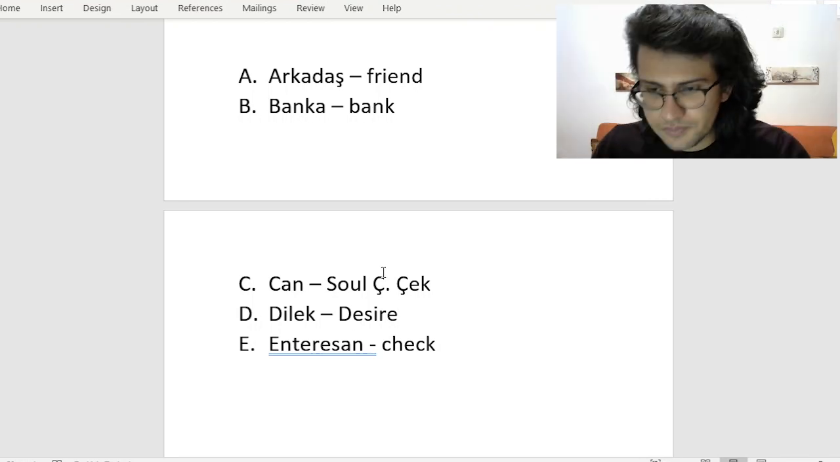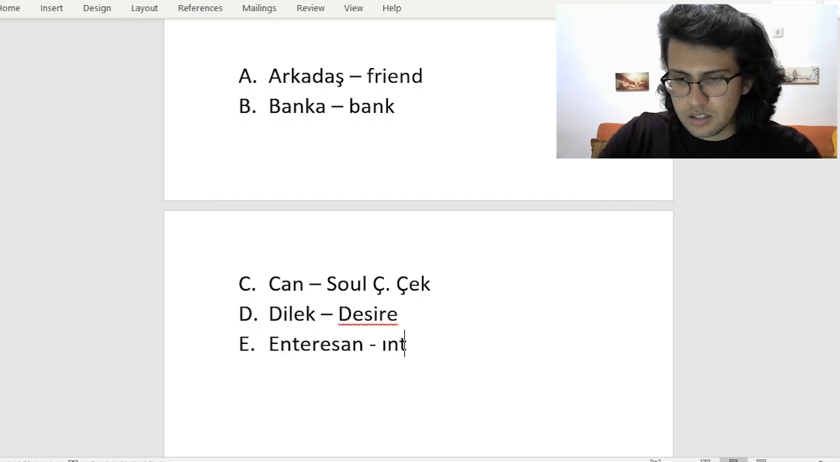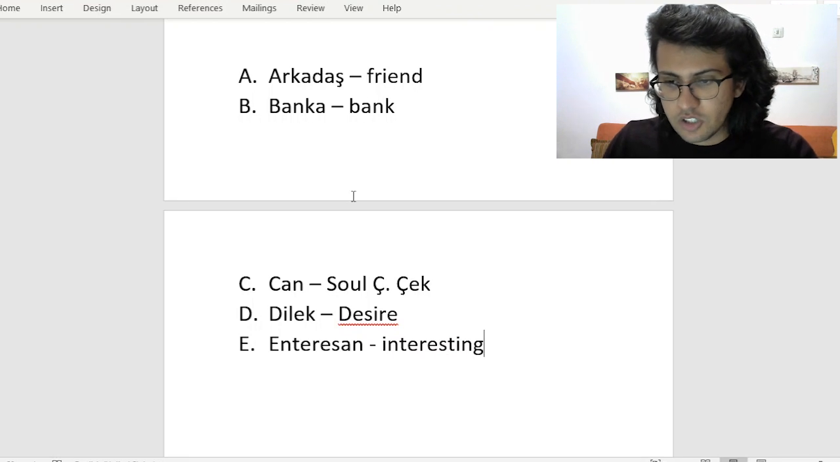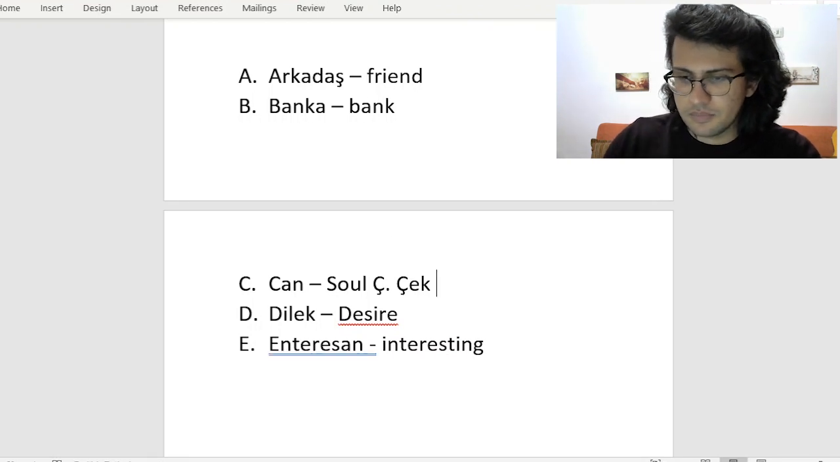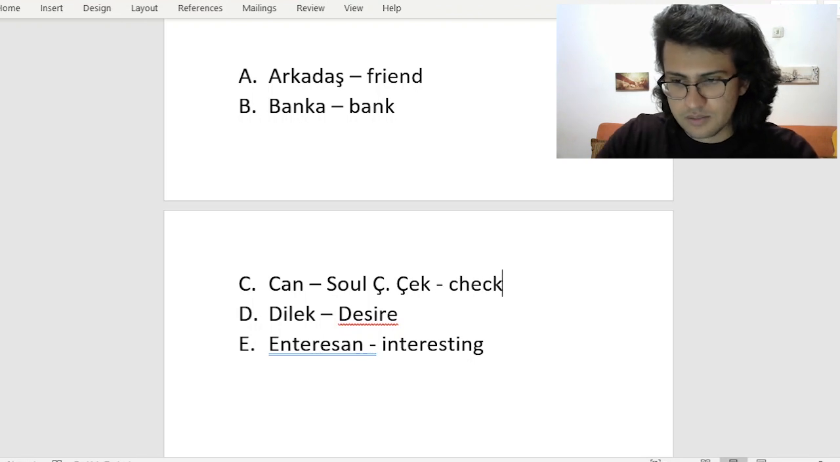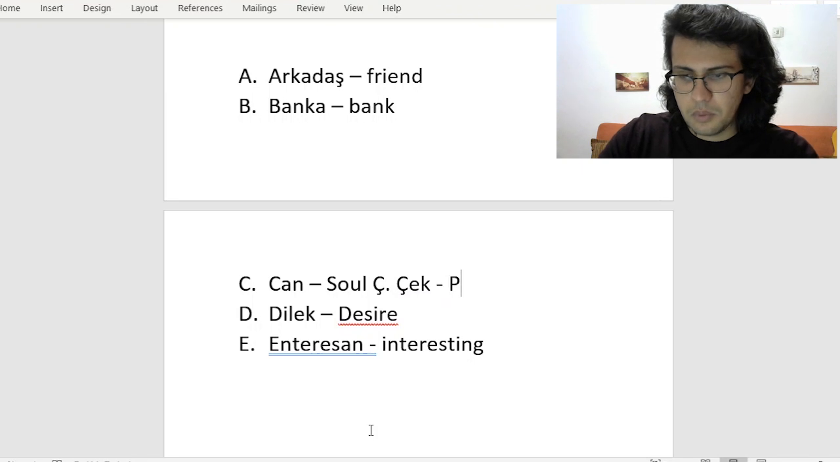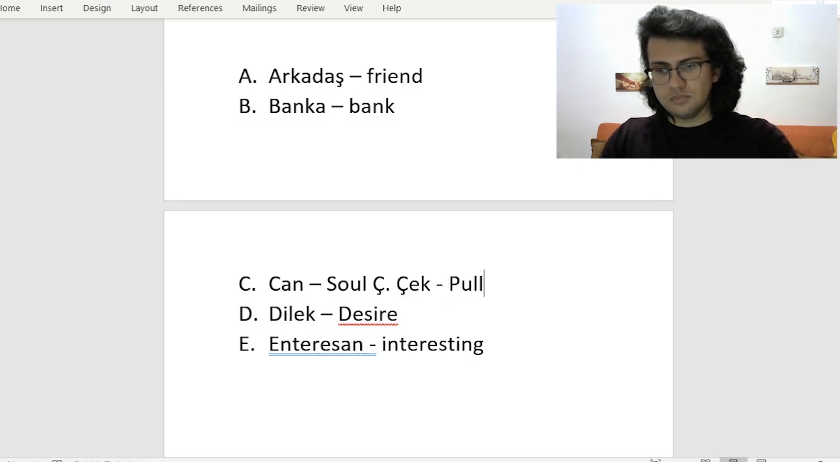But also, I forgot to translate this one. This is interesting. And this here, check, that is the exact same sound that I wrote previously. Check. And it means to pull. Okay.